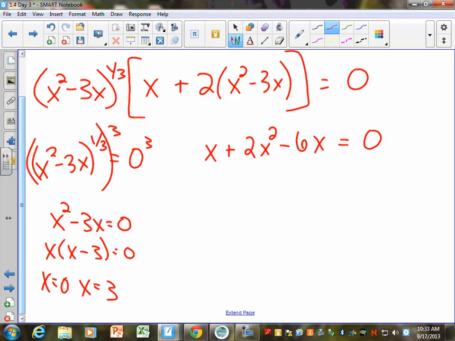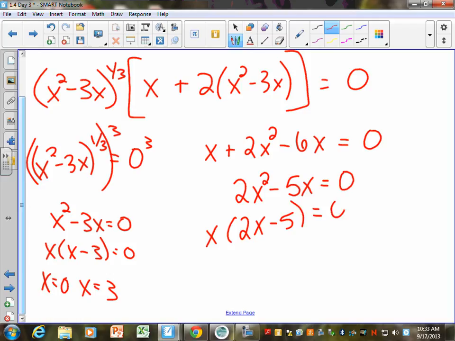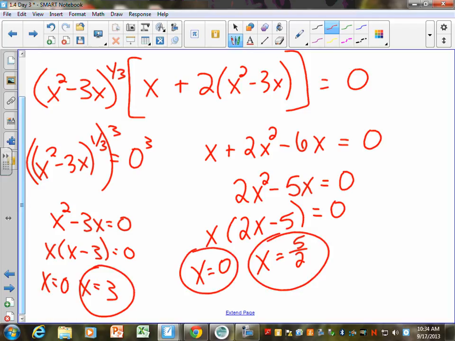But then I also have to clean this side up over here. And again, I think it's going to be similar. I'm going to have 2x squared, and 1x minus 6x is minus 5x. And could I also factor an x out of that? And I'd be left with 2x minus 5. And I get again that x equals 0. Since you get the same answer twice, you can include it, but it's just one of those double roots. So if you only wrote it once, that's okay. But we also get an answer of add 5, divide by 2. So you really get x equals 3, x equals 0, x equals 5 halves.